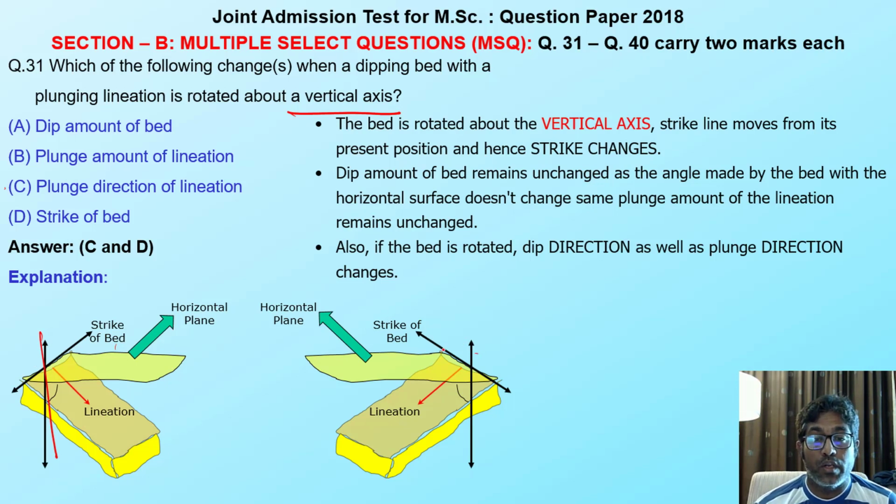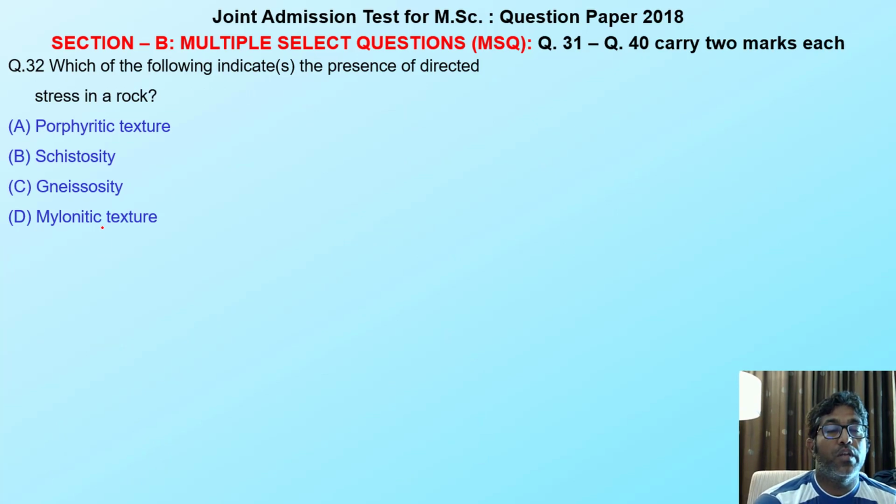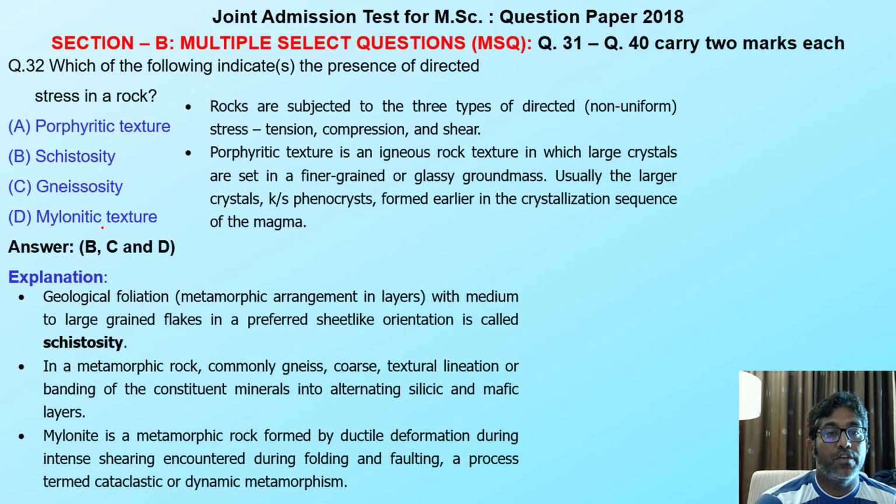You know that if I am rotating this one, the strike of the bed will change and the strike of this lineation will change. The amount of dip will not change. So the strike of the bed will change, the plunge direction of the lineation will change, and the amount will remain the same. So my option is C and D. Moving to the next question, let's see the explanation.